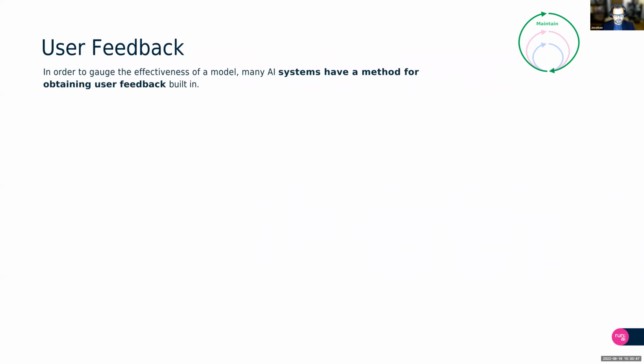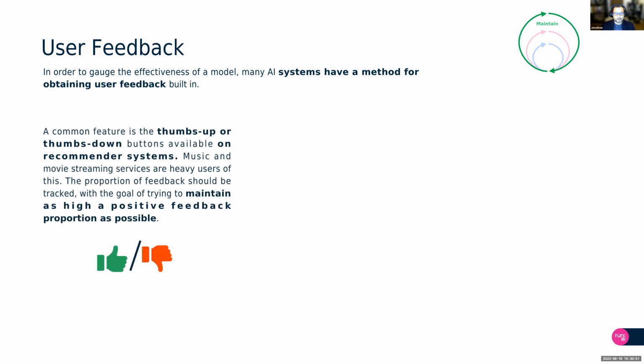And in terms of user feedback, it's really common for something like recommender systems to have this kind of feedback, like Netflix or Prime Video, where they ask you if you liked the video that they suggested.